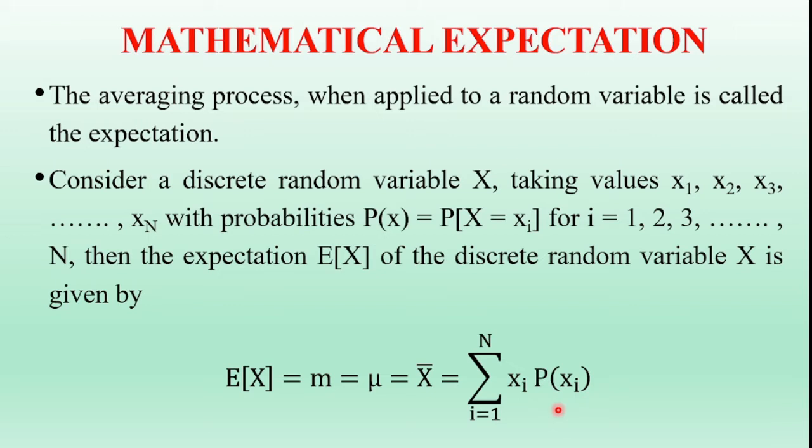So now here expectation of X is also referred to as the expected value of X or average value of X, and it is also denoted by, or represented by, small m, mu or x bar. The expectation of the random variable is denoted symbolically by expectation of X or small m or mu or x bar, and this is the expression of the expectation of a discrete random variable.